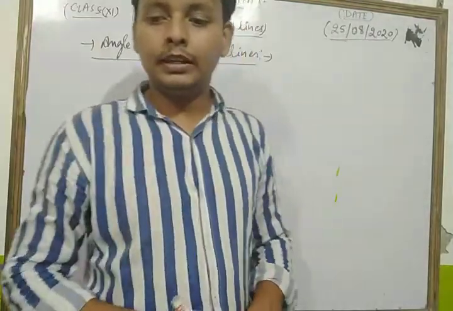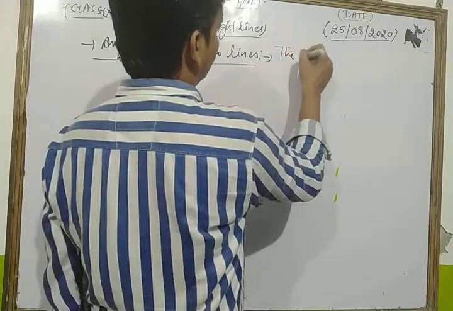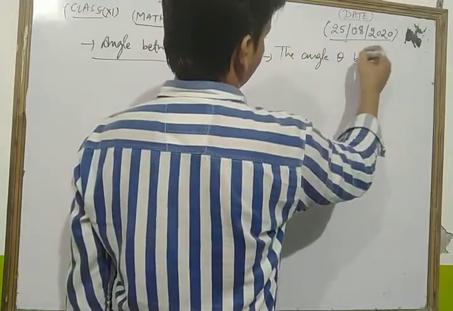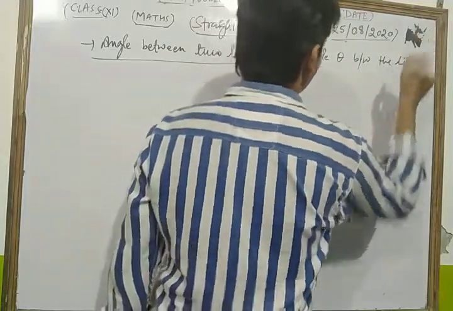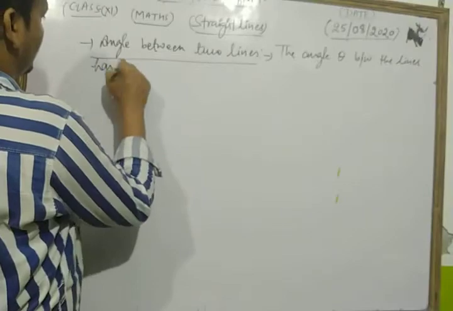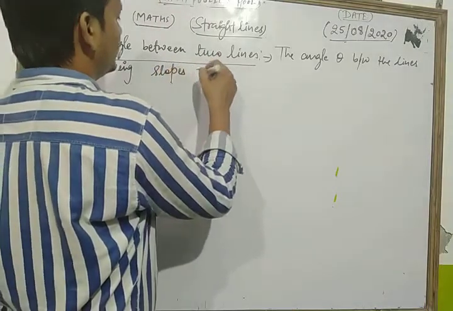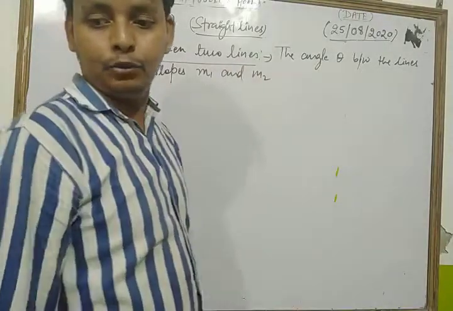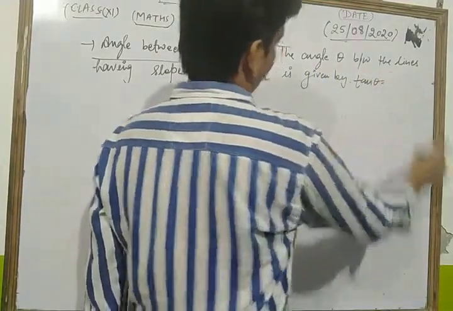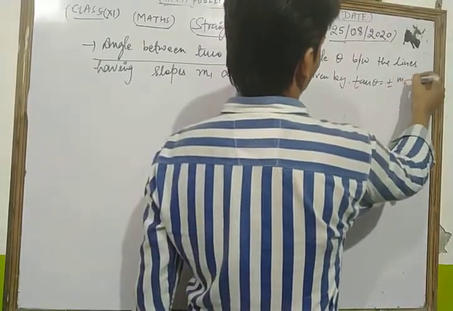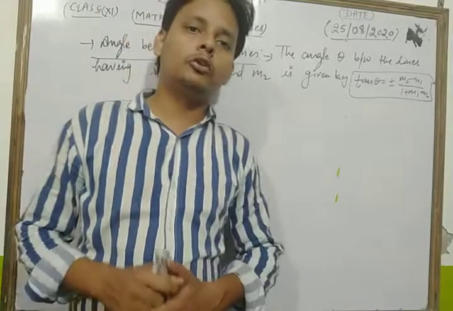Dear students, the angle theta between lines having slopes m1 and m2 is given by tan theta is equal to plus minus m2 minus m1 upon 1 plus m1 into m2. Dear students, this is a very important formula for your syllabus.